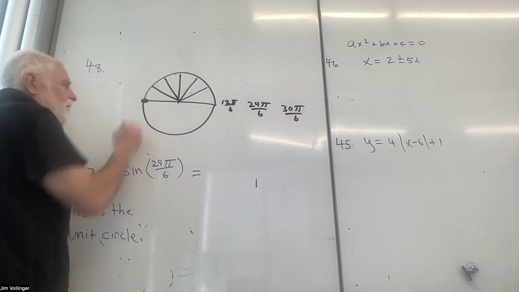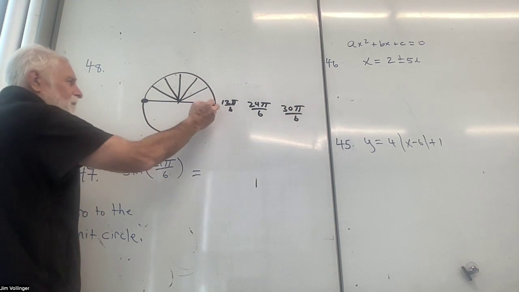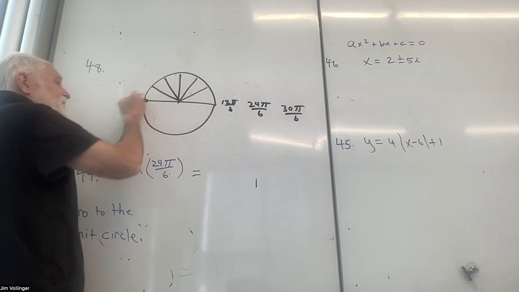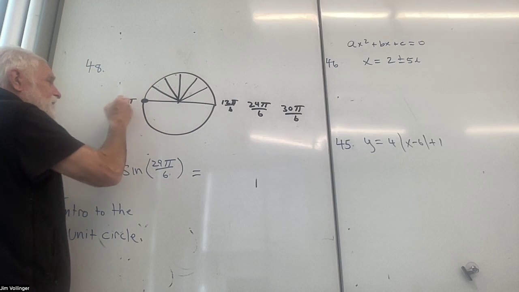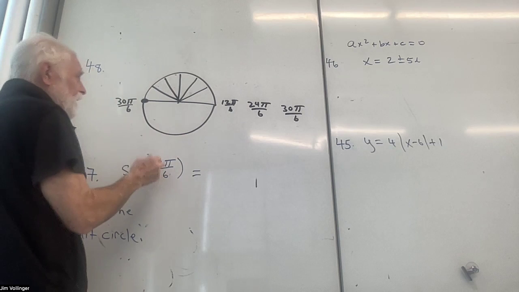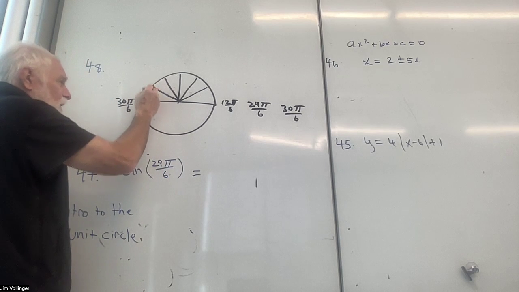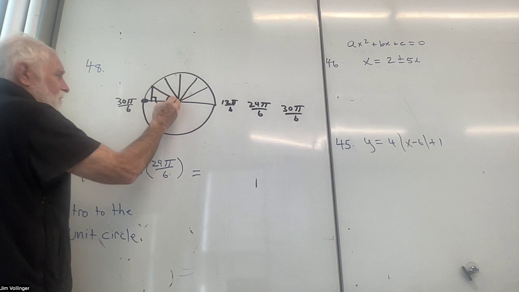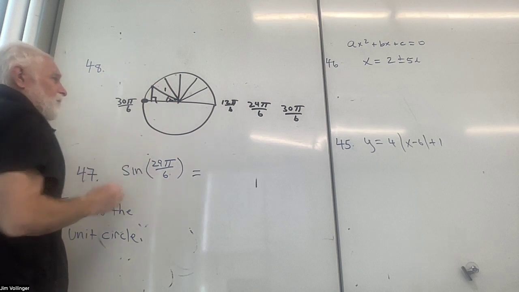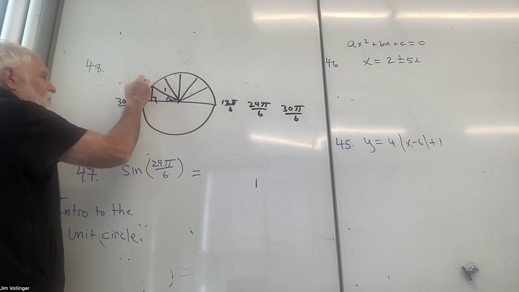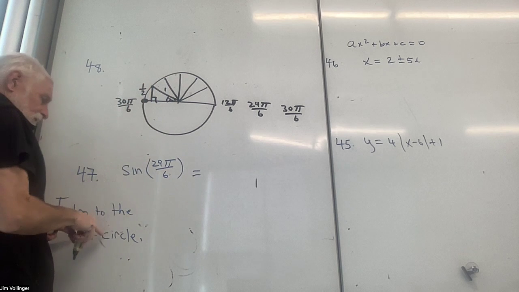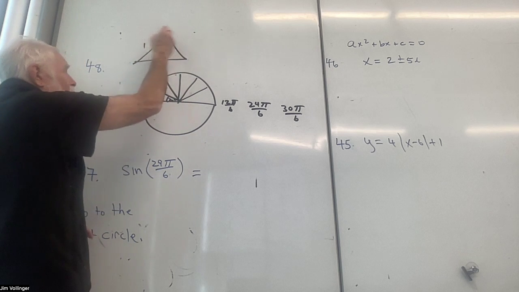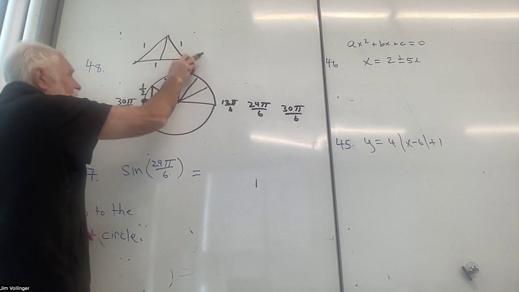So this is where 30 pi over 6 is. 12 pi over 6, 24 pi over 6, and another 6 takes me to 30 pi over 6. Well, I want 29. That's this one. I draw a perpendicular. I can see that I have a 30-degree reference angle, and therefore the hypotenuse is 1, and that is 1/2. Introduction to the Unit Circle works with an equilateral triangle, 1, 1, 1, cut in half.